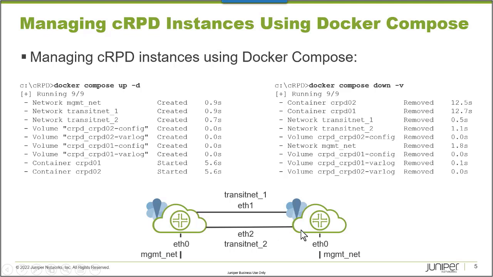And there will be 3 interfaces available on the cRPD instances. By default, the first interface that's instantiated on a cRPD container is the eth0 interface. That's by default the management interface. It will be associated with the management network. And then the first transit interface is eth1. It'll be associated with TransitNet1, and eth2 will be associated with TransitNet2.